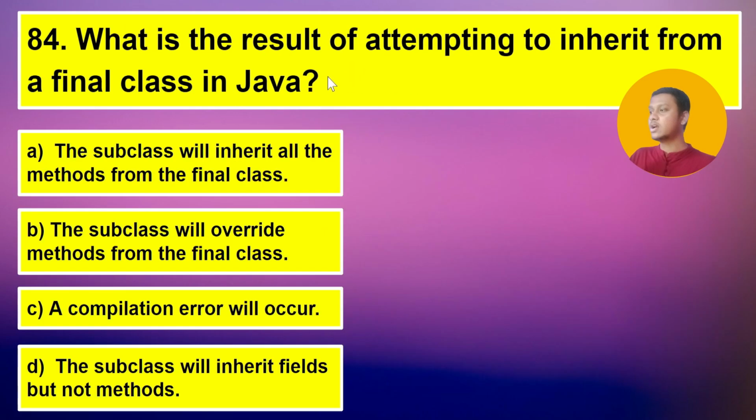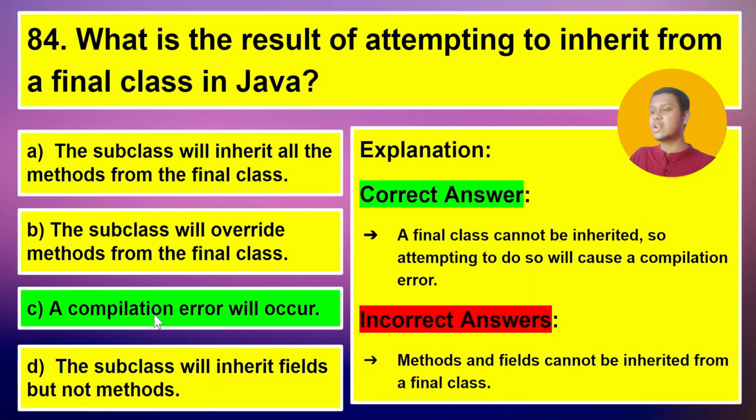Our next question is, what is the result of attempting to inherit from a final class in Java? The subclass will inherit all the methods from the final class. The subclass will override methods from the final class. A compilation error will occur. The subclass will inherit fields but not methods. So here the correct answer is a compilation error will occur.